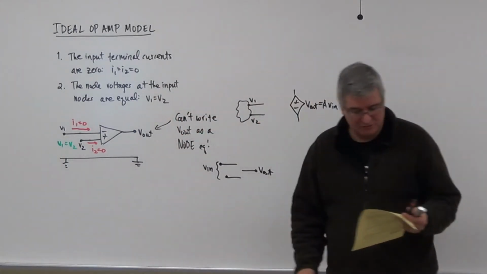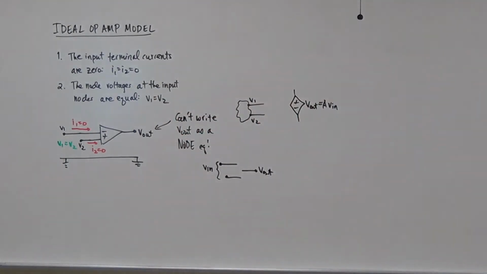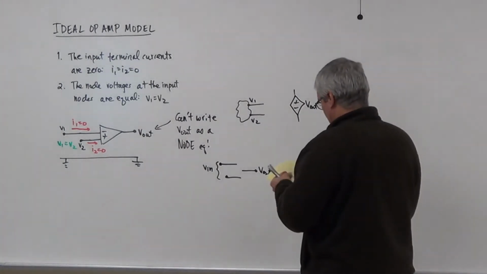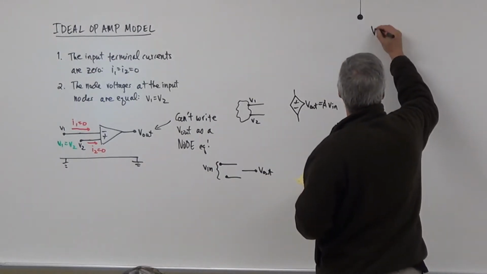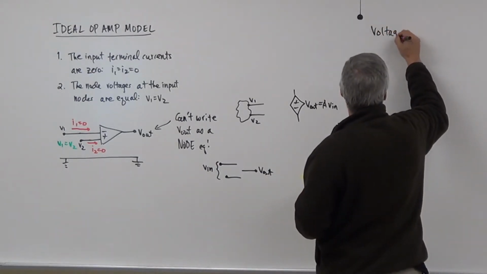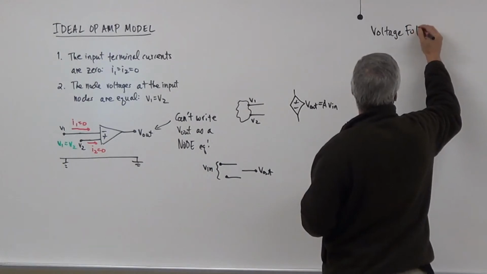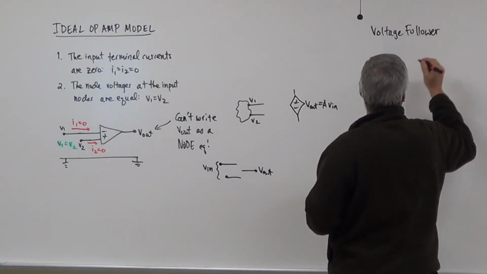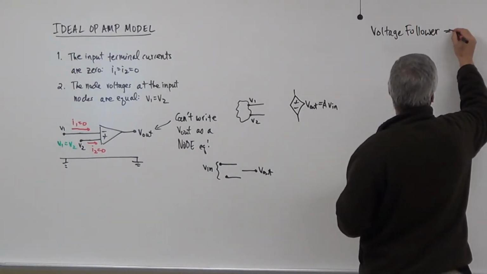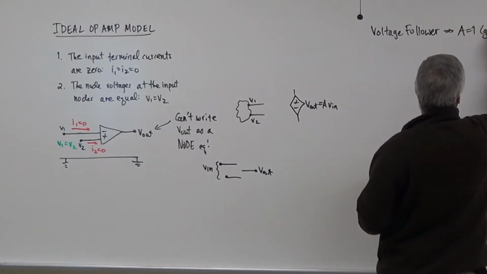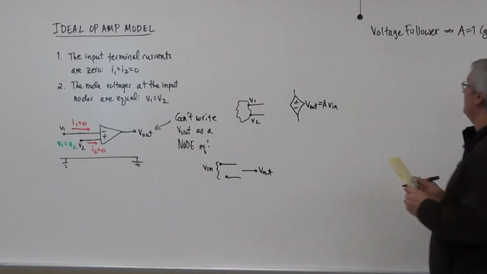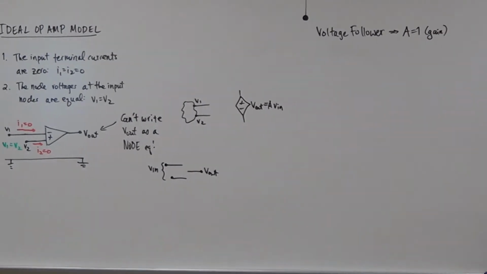So what we want to do then is start looking at the examples. Okay? I'll start with some simple examples just to give you a sense of where we're at here. The first circuit that I want to look at is a voltage follower. And what we know about a voltage follower is that the gain is set to 1. Okay, so I'm setting the gain to 1.